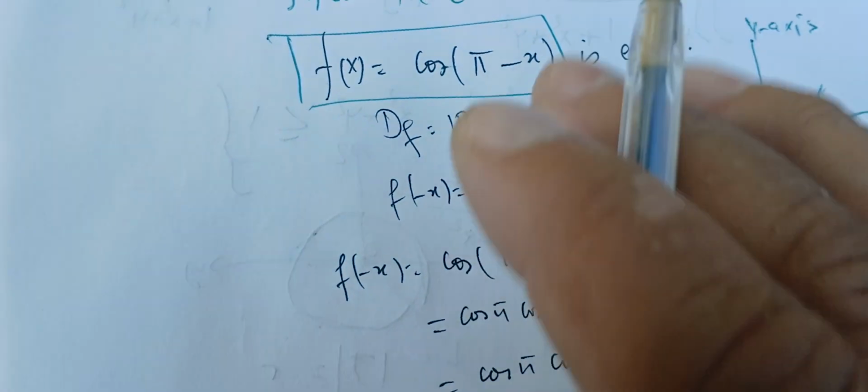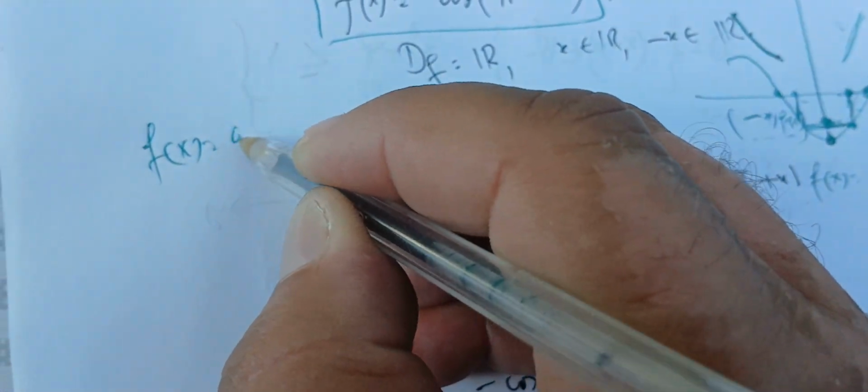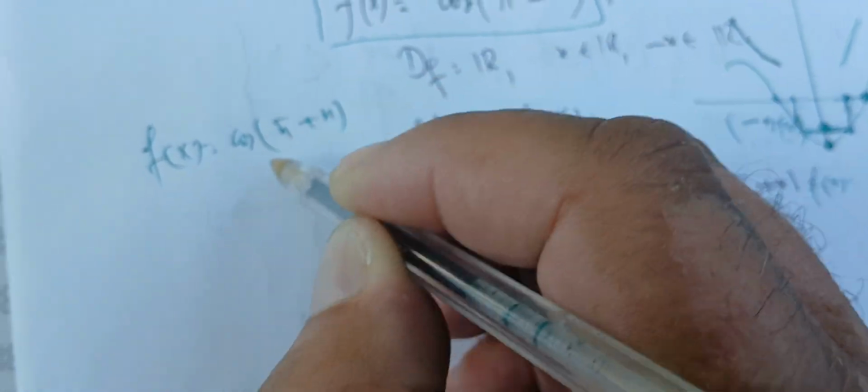I have something else. Prove that f of x, cosine of pi plus x, is even as well.